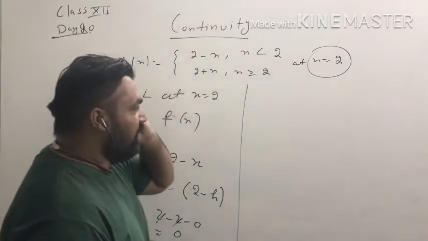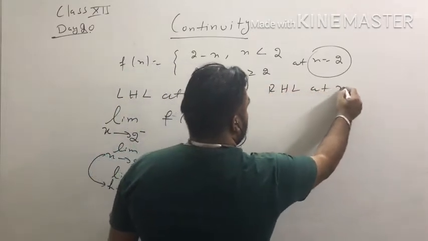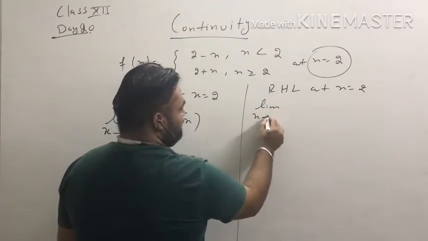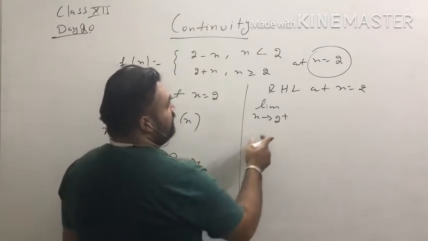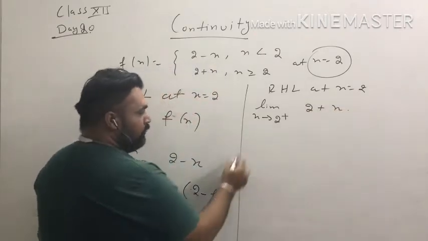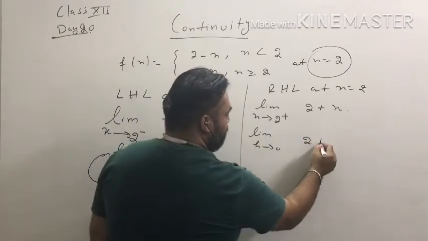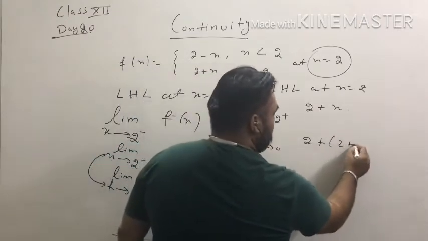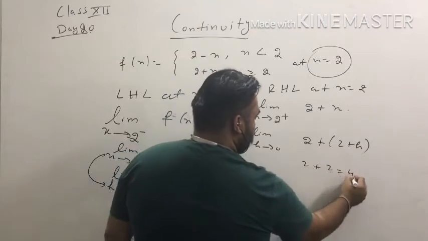Now we start with the right hand limit. Now what is the right hand limit? Right hand limit at x equals 2. So we can write it as limit x tends to 2 plus. 2 plus means right hand limit. Now we take the function with the greater than sign, which is 2 plus x. Now always change this limit to h tends to 0. Now the value of x is 2 plus h. Now put the value h equals 0. 2 plus 2 equals 4.